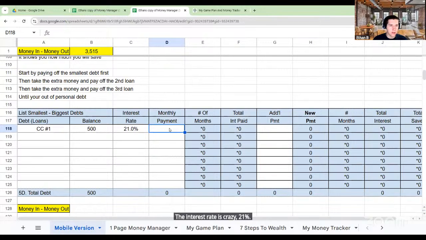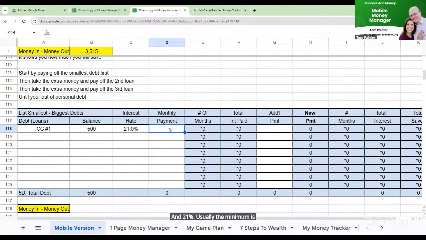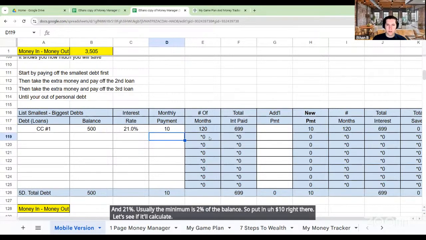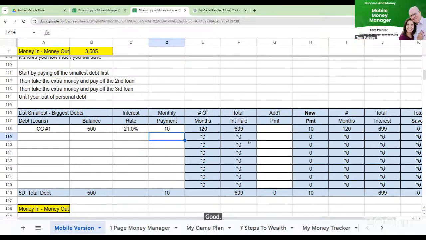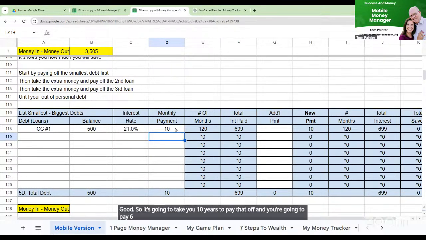Usually the minimum is 2% of the balance, so put in $10 right there. Let's see if it'll calculate. Good. It's going to take you 10 years to pay that off, and you're going to pay $699 in interest. That's brutal.